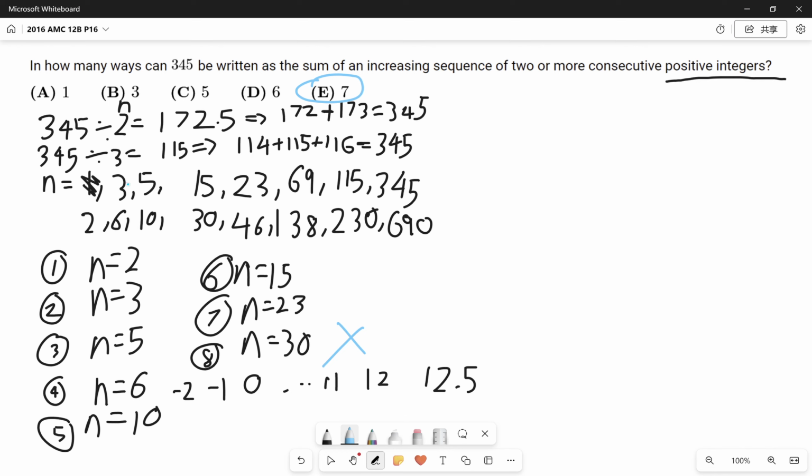So the key here is to realize that the pattern is we need n to be a divisor or 2 times a divisor of 345. Why is that? Because if it's a divisor of 345, all you have to do is just expand based on the average. If it's 2 times a divisor, then you get a number that ends in 0.5. If you get a number that ends in 0.5, you can also expand on that 0.5 number. Other numbers don't work, because you can try them on your own.